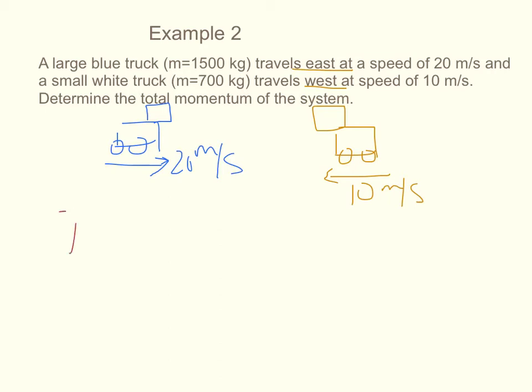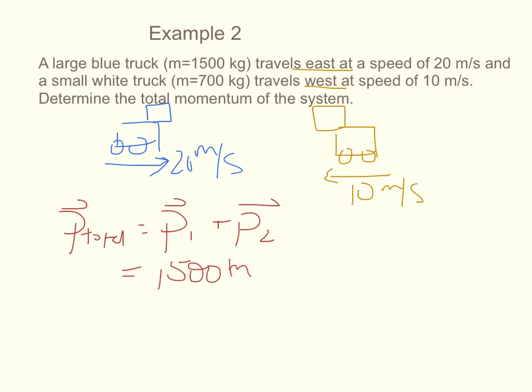So our total momentum in this case, it's still 1 plus 2, but we're going to treat them as vectors. So writing this out, we have the mass, so the mass of this large one is 1,500 kilograms, multiplied by 20 meters per second. That's to the right. We're going to add to that the second momentum.